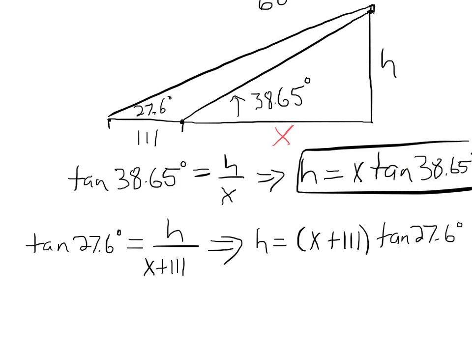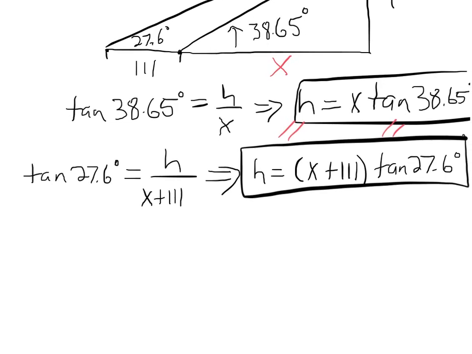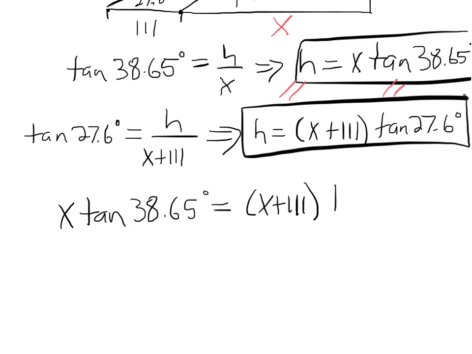I'm going to set these two equal to each other. I'll put a box around this one as well so you can see. I'm going to set them equal because, in fact, h is equal, so these must be equal as well. I just need more room. This is the long problem. All right. So we have x tangent 38.65 degrees equals (x plus 111) tangent 27.6 degrees. We want to solve for x.